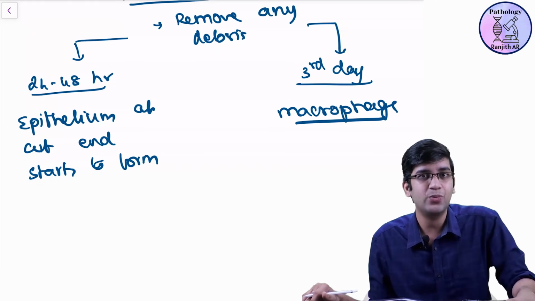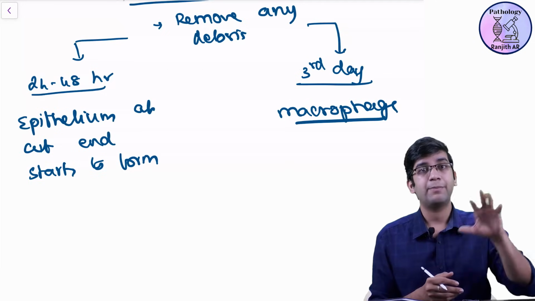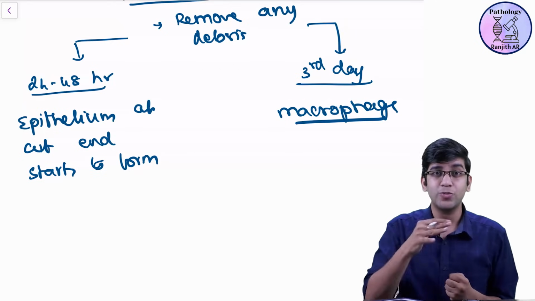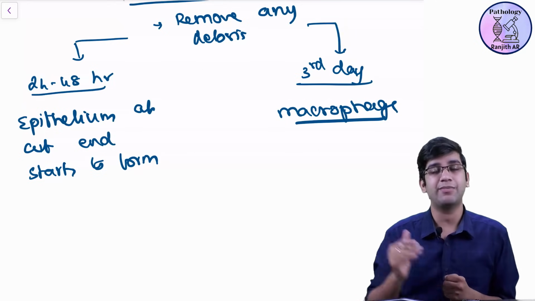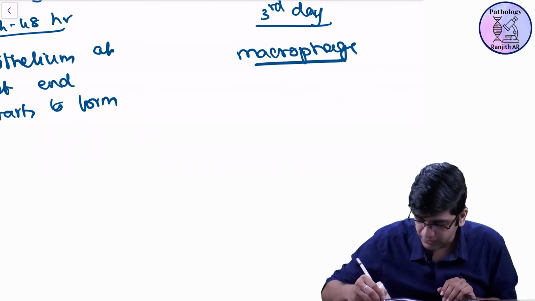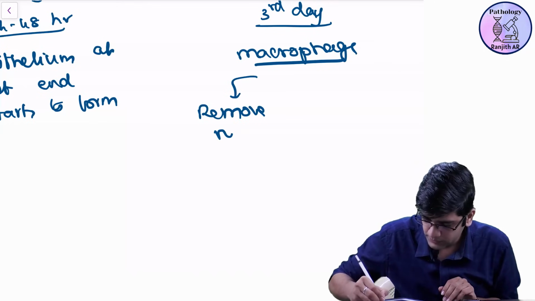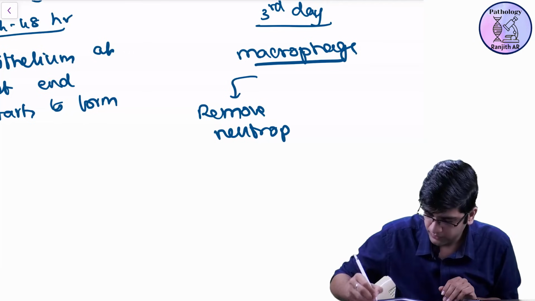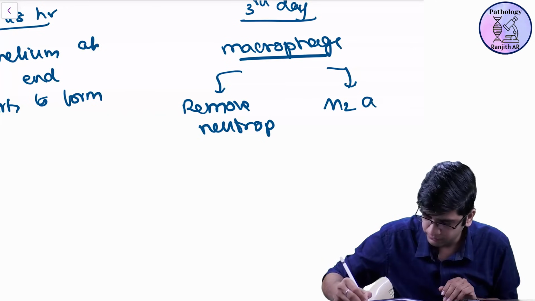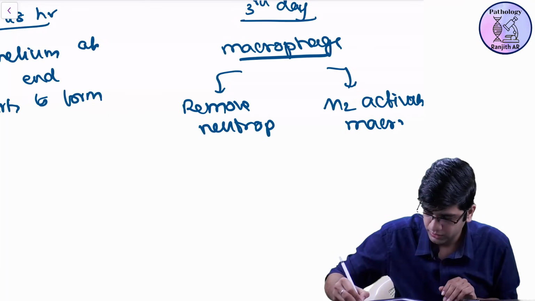So around the third day, I'll have two things happening again simultaneously. My macrophages would have taken in all the neutrophils, ate them, and by the same time also become activated macrophages. Both happen kind of simultaneously, right? So what macrophage does is two things: remove neutrophils and become an M2 activated macrophage.